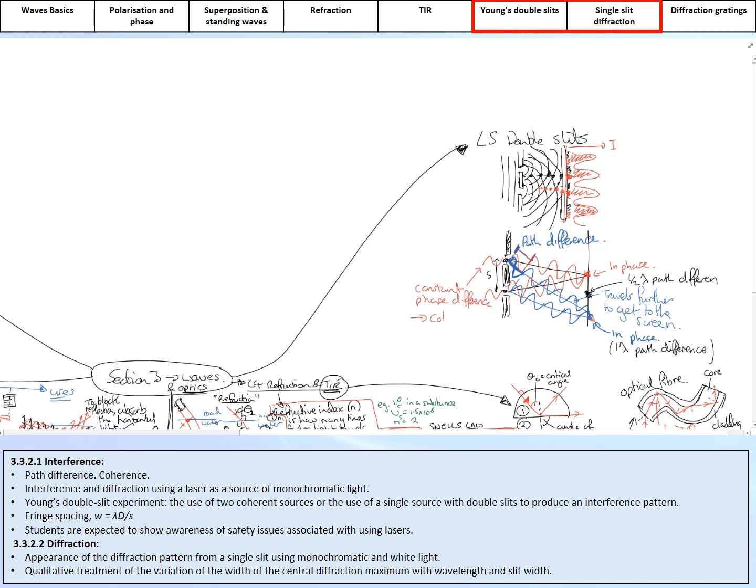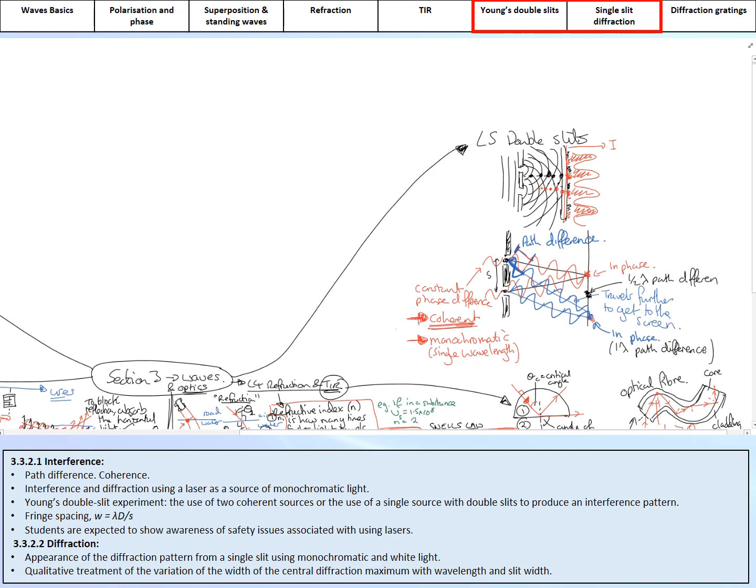Which is called coherent. The light also, well, it doesn't have to be monochromatic, but usually we use a monochromatic light source. We'll look at what happens if you get a white or mixture of wavelengths. Monochromatic means single wavelength. Doesn't mean single color. Single wavelength.